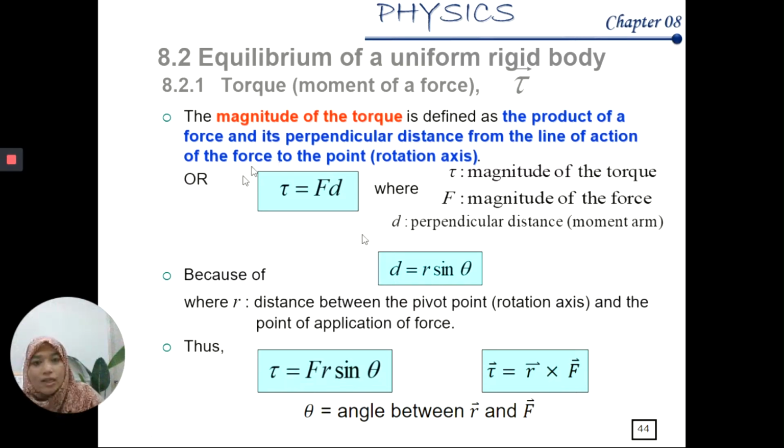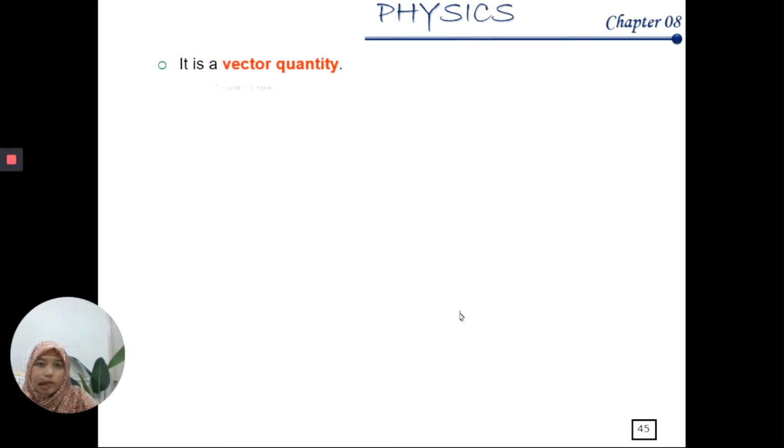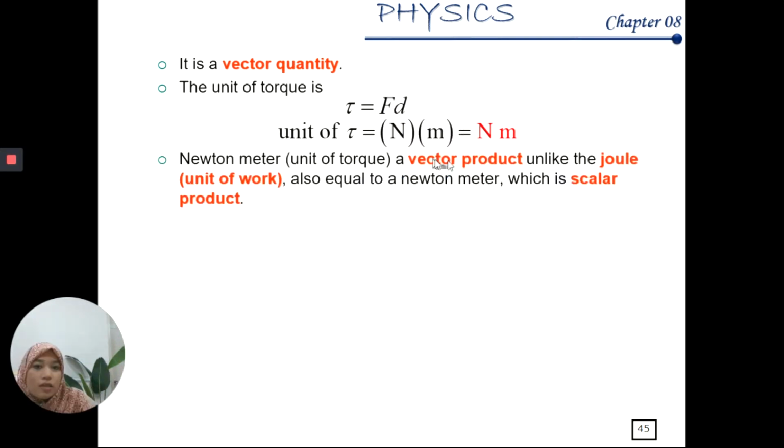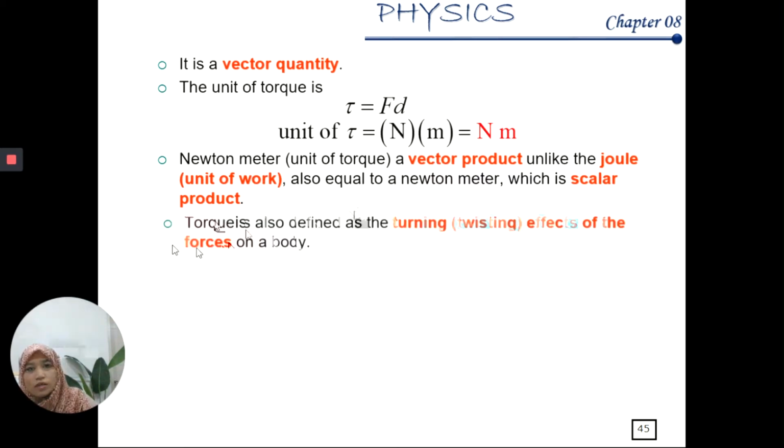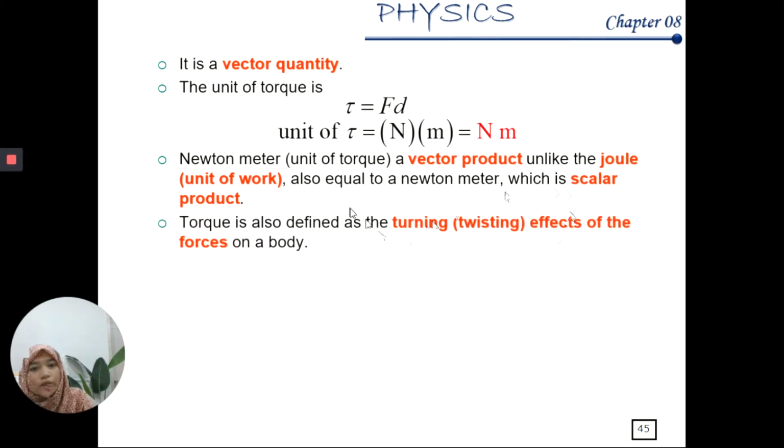So I love to use the first one, torque equals Fd only, where d is the perpendicular distance from the force. F and d must be perpendicular. It is a vector quantity. The unit of torque is Newton meter, force times distance. Newton meter is a vector product, unlike the joule, the unit of work, also equal to a Newton meter, which is a scalar product. Torque is also defined as the turning effect of the forces on a body.